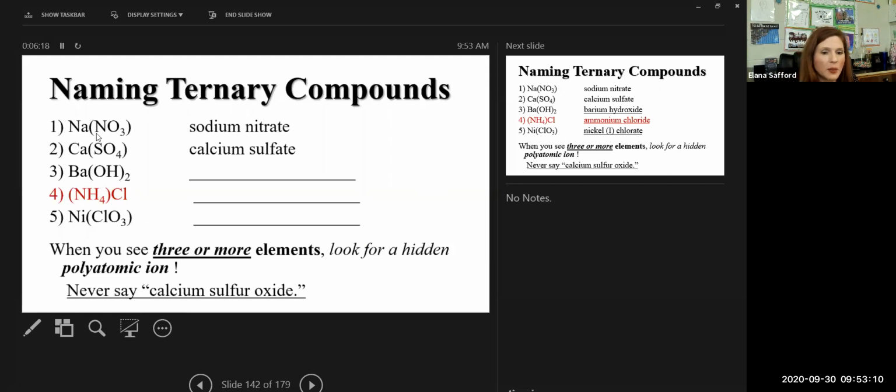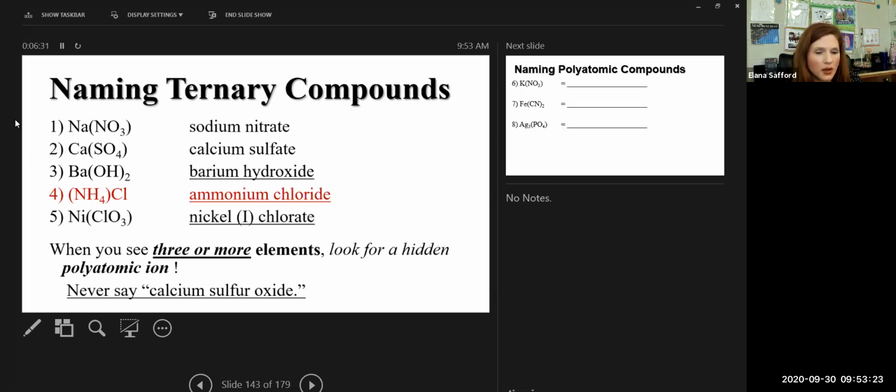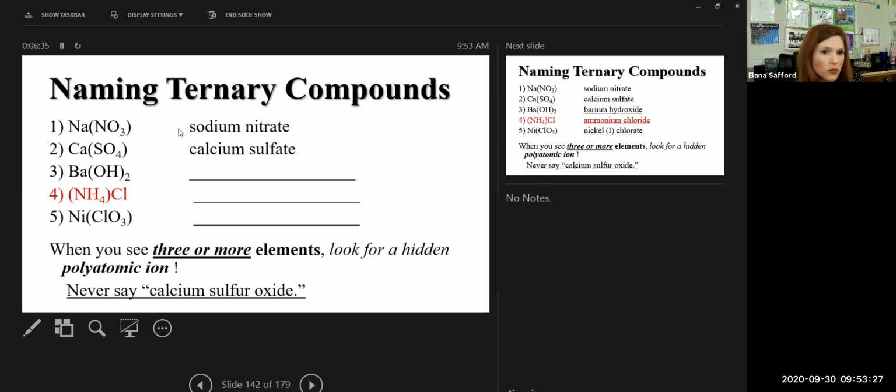So in my first example, I've got sodium. Okay, I need to name the metal first, sodium. Always start with the metal. Na is sodium, and then I'm going to say nitrate. Sodium nitrate.